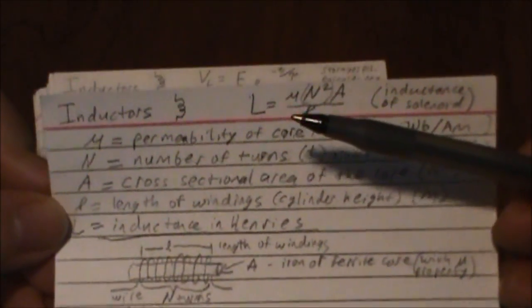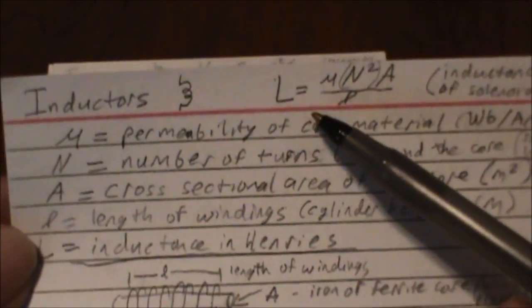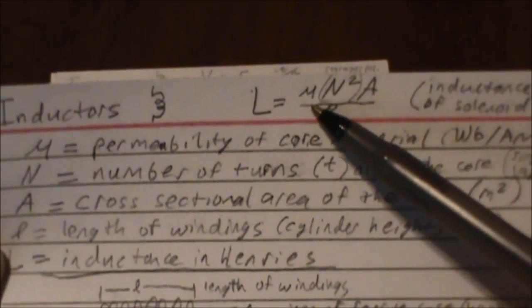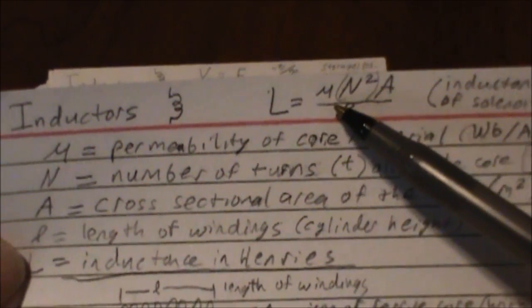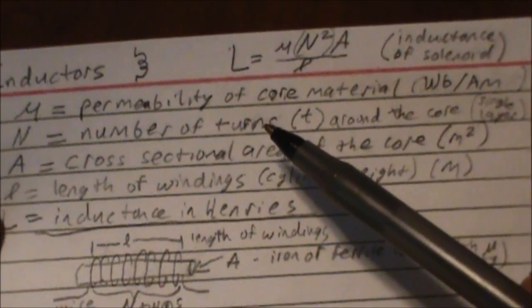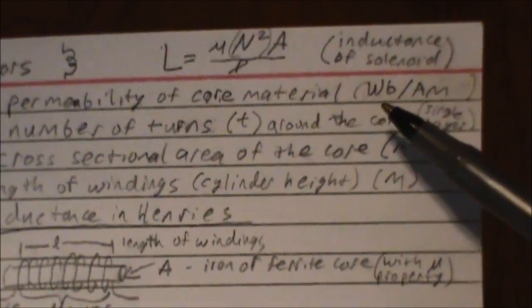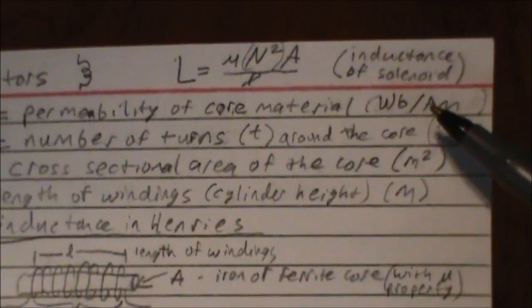And an inductor has a property called inductance, which is denoted by the letter L. Here we have this Greek letter mu times N. Mu is the permeability of the core material, which is measured in Webers per amp meter.